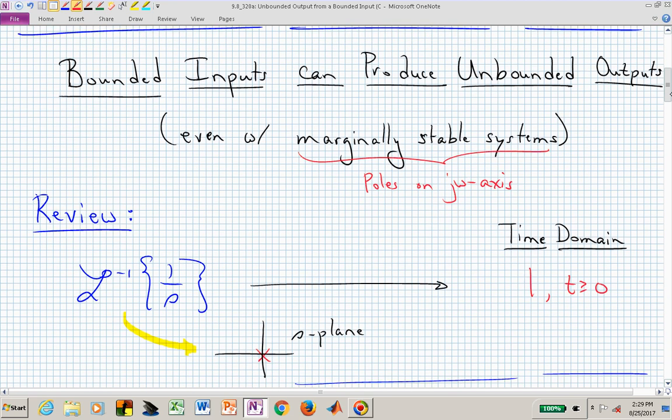So here's our review. First, hopefully this is very straightforward. Suppose that I wanted to look at the inverse Laplace transform of 1 over s. Then in the frequency domain, that looks like a single pole right at the origin. That's what the S-plane picture shows. And in the time domain, if we inverse Laplace transform that 1 over s transform, we produce 1. So in the time domain, we have a waveform that looks like that.